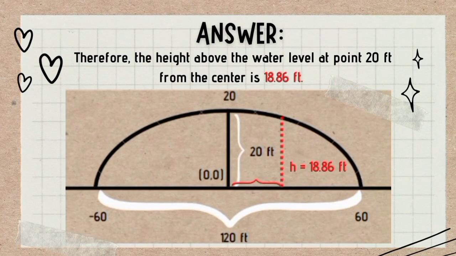Therefore, we conclude that 18.86 feet is equal to the height of the arc at a point 20 feet from the center, which satisfies our problem.